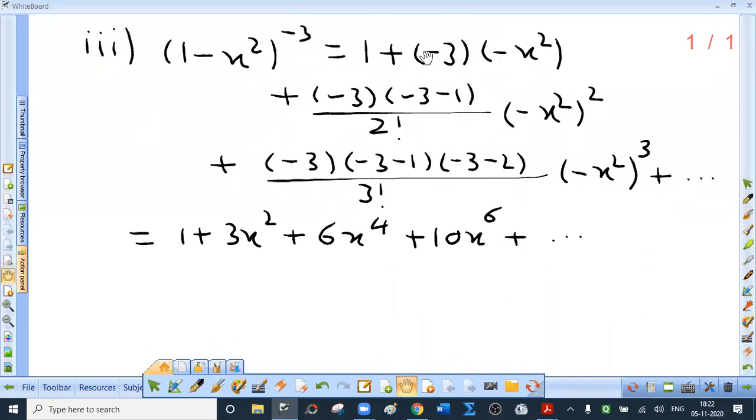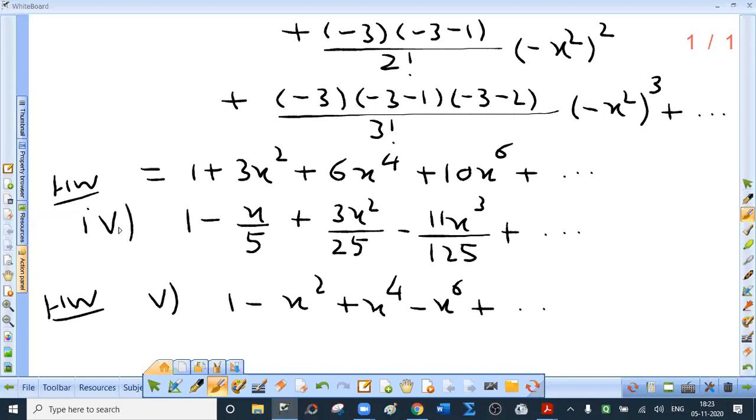Fourth and fifth for homework. I'll give the answers. So these are the answers for homework sums, fourth and fifth.